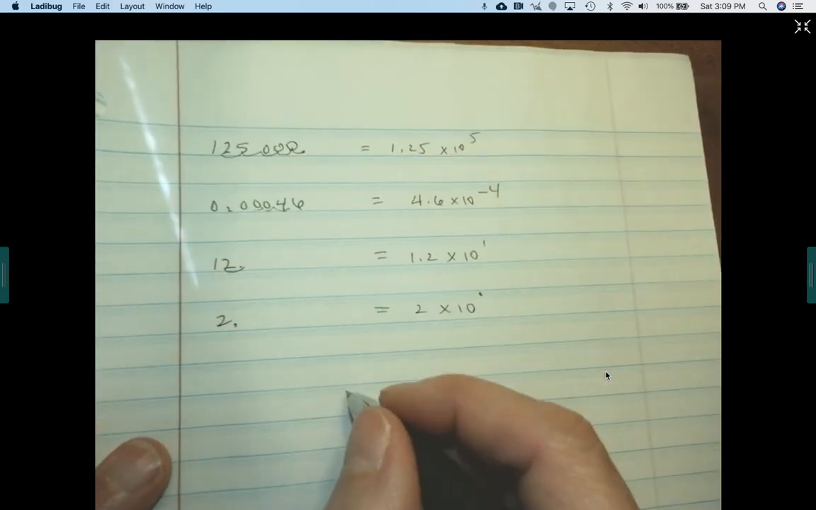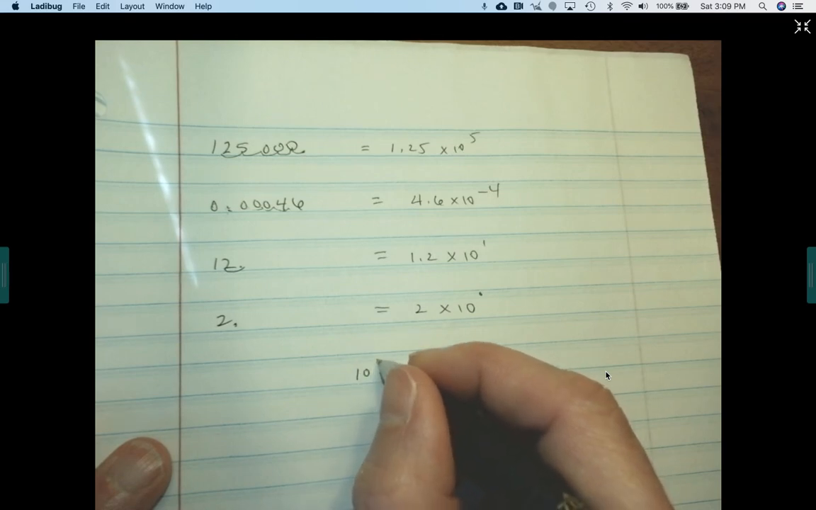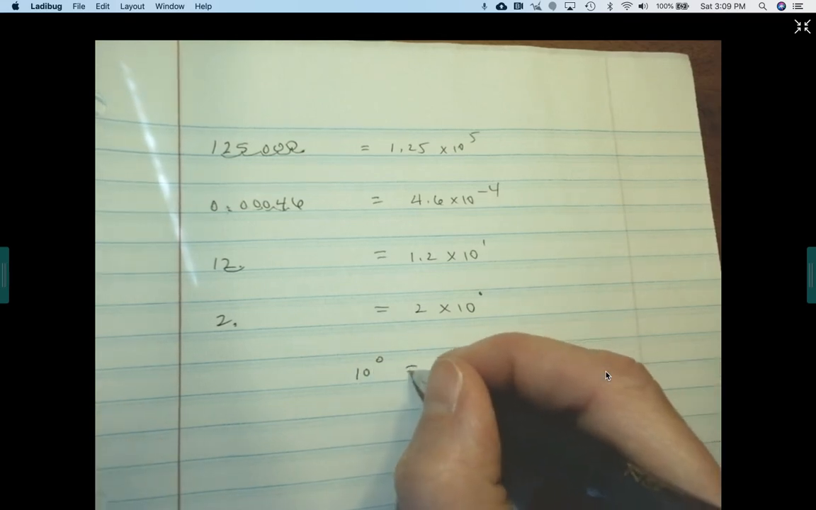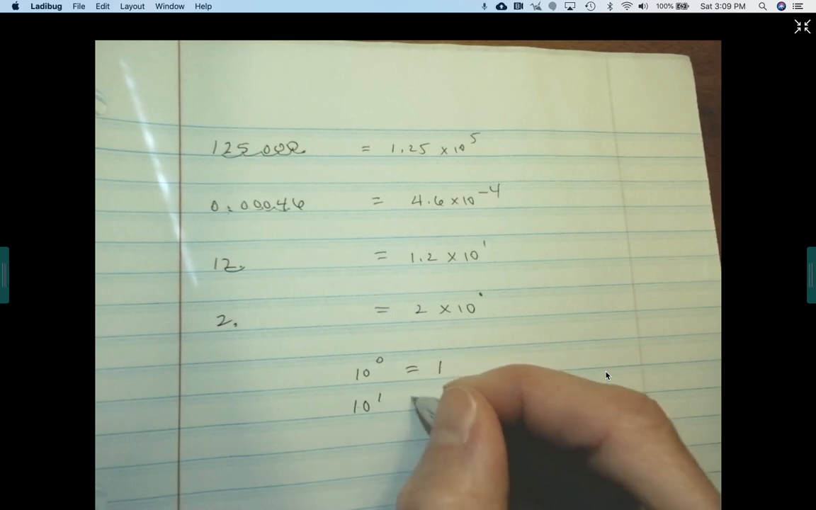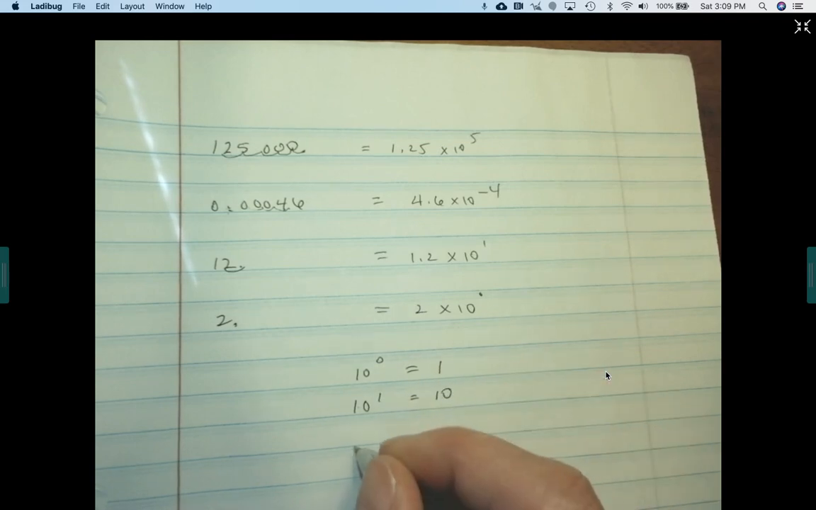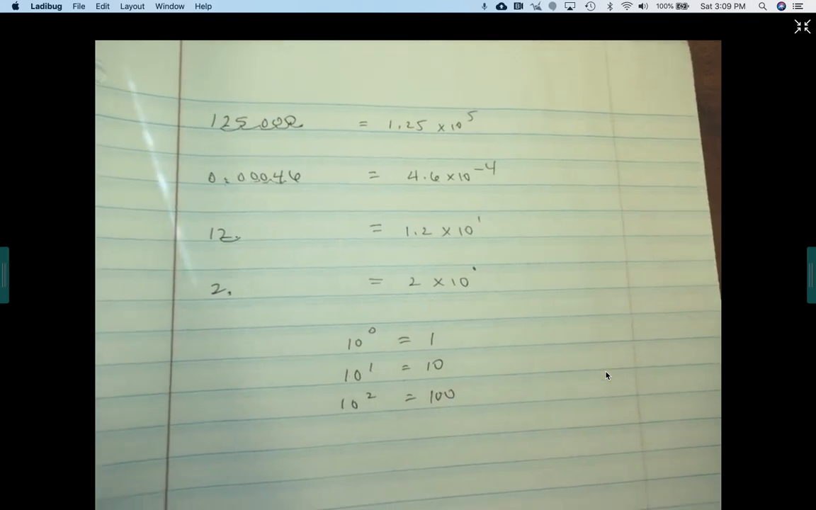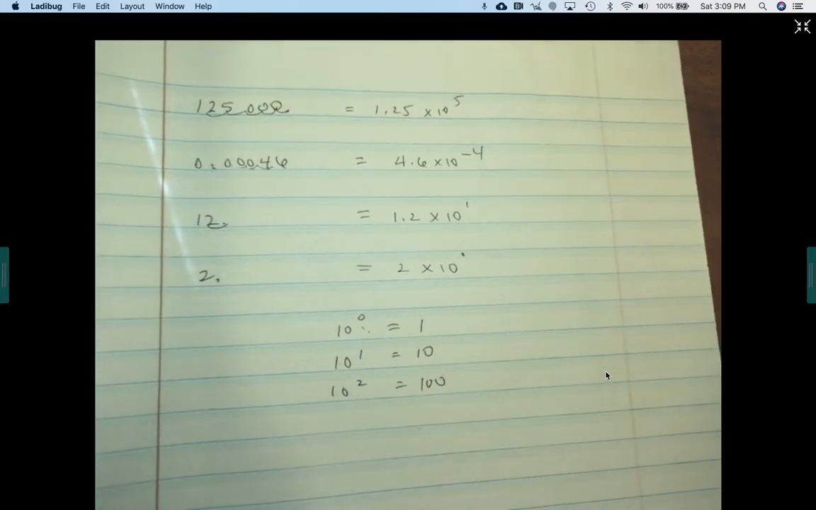And just a quick review in case it's been a while. 10 to the 0 is 1, and 10 to the 1 is 10. And 10 to the 2 is 100. Anything to the 0 power is 1.